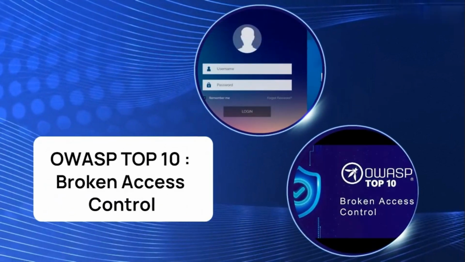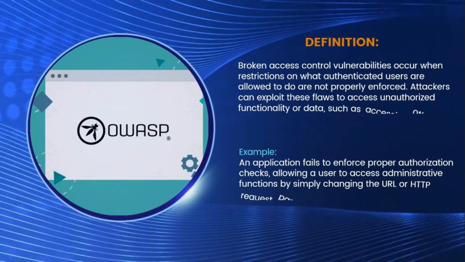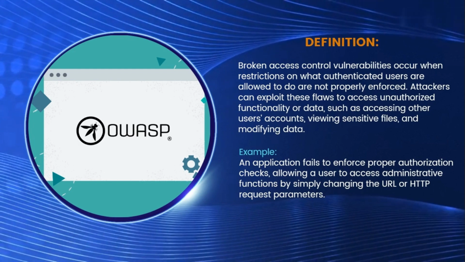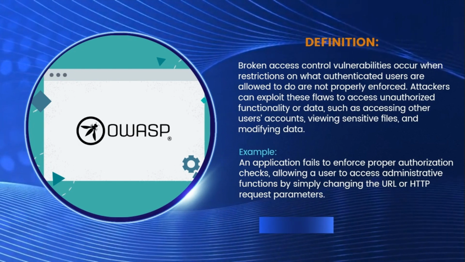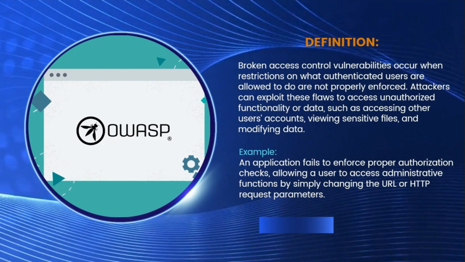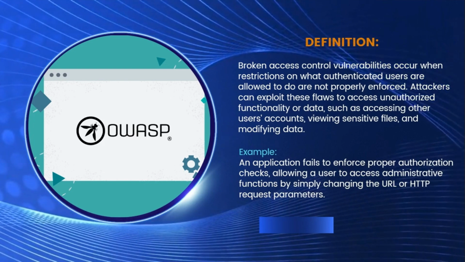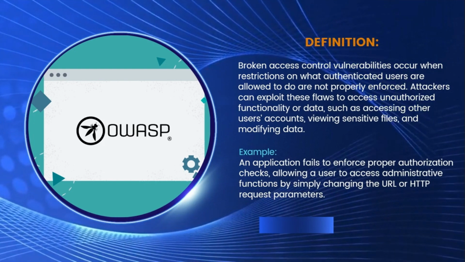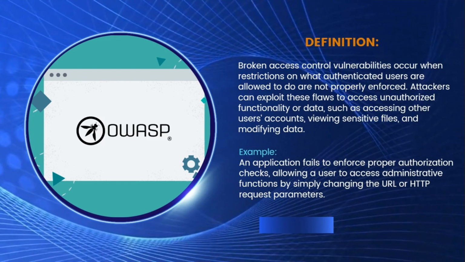OWASP Top 10, Broken Access Control. Definition: broken access control vulnerabilities occur when restrictions on what authenticated users are allowed to do are not properly enforced. Attackers can exploit these flaws to access unauthorized functionality or data, such as accessing other users' accounts, viewing sensitive files, and modifying data. Example: an application fails to enforce proper authorization checks, allowing a user to access administrative functions by simply changing the URL or HTTP request parameters.